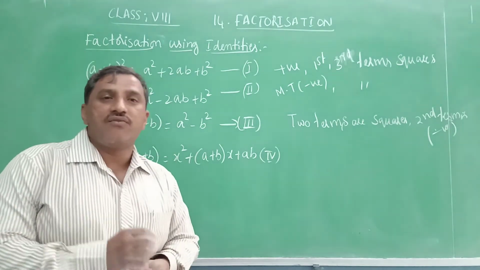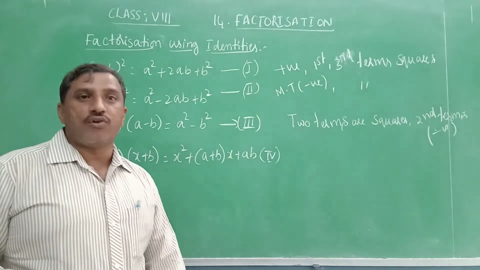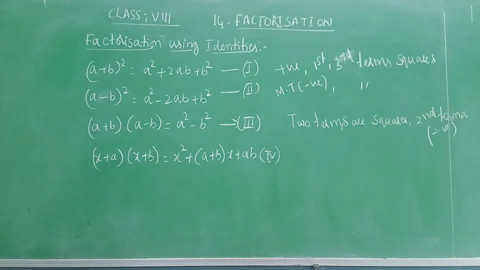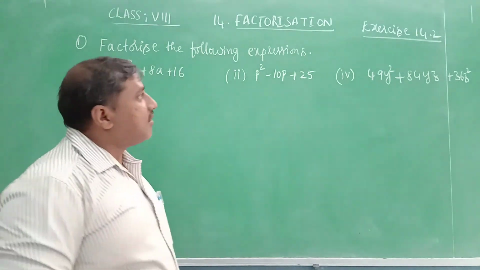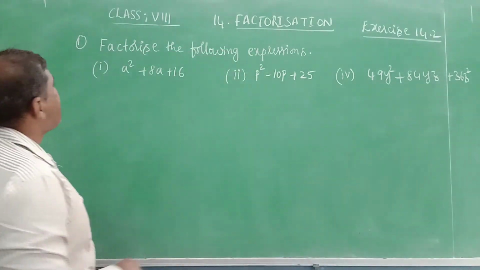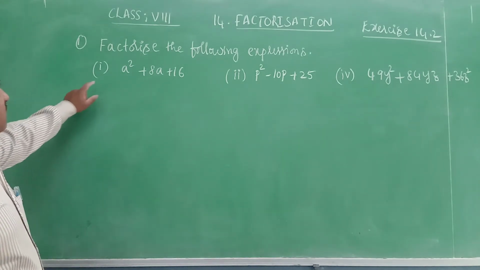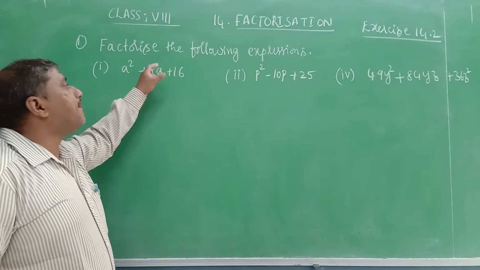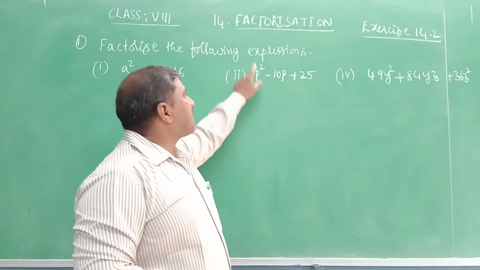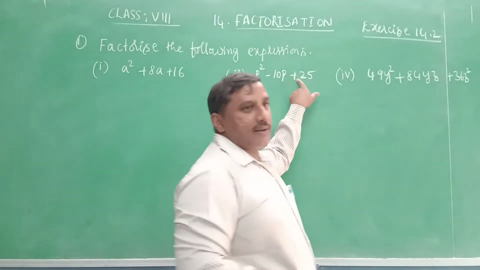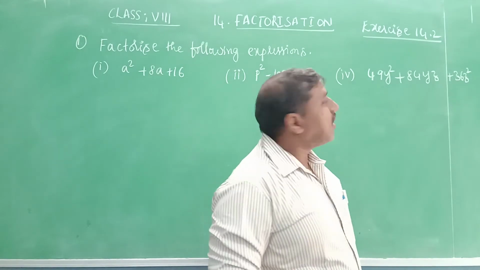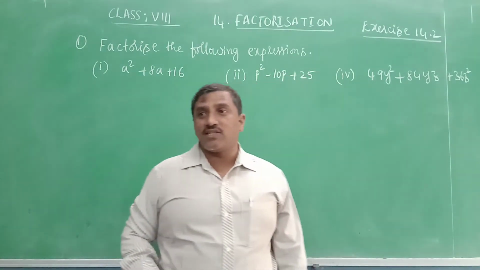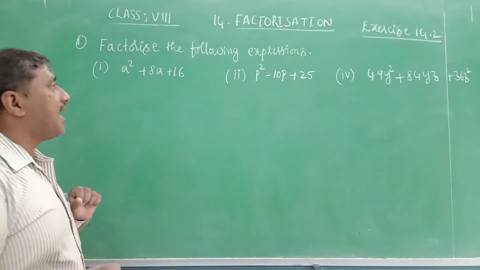Now we will solve a few questions from exercise number 14.2. Exercise 14.2, the first bit: factorize the following expressions. In that, the first question is a square plus 8a plus 16. The second bit, b square minus 10b plus 25. The fourth bit is 49y square plus 84yz plus 36z square.